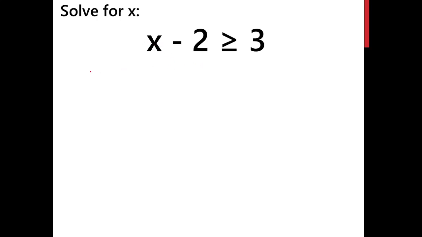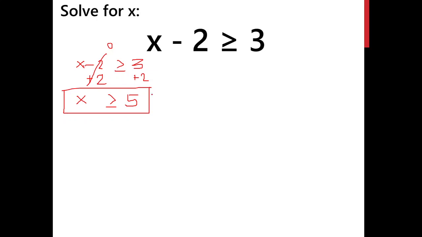So we have here x minus 2 greater than or equal to 3. Again, using the additive inverse, I'll add a positive 2 here and a positive 2 here. I'll bring down x since x does not have any similar term. 2 minus 2, that is 0. I'll bring down the inequality symbol, and then 3 plus 2, that is 5.